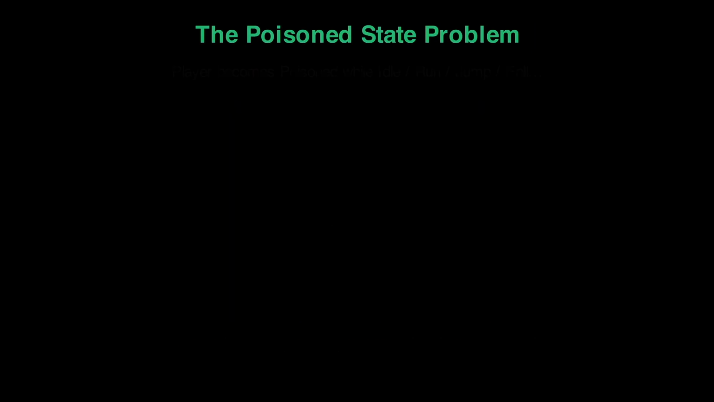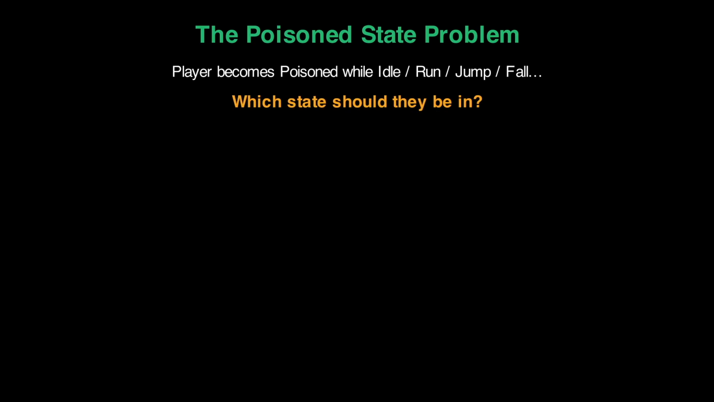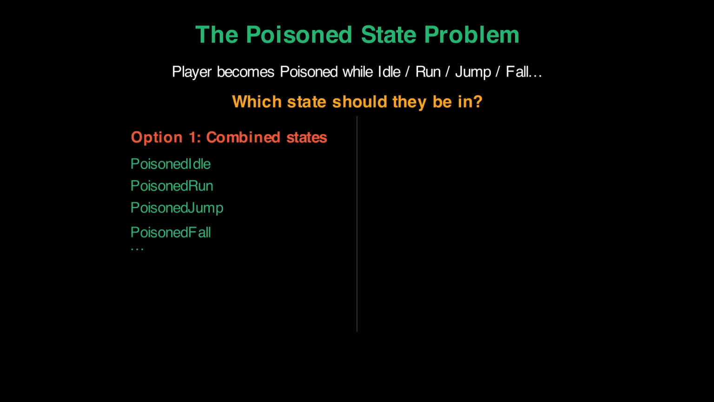Another problem is: what happens when the player is idling, running, jumping, or falling, and becomes poisoned? Which state should they be in? There are two common options. Option 1 is to create states like poison run, poison idle, poison jump, and poison fall. However, every new overlay condition multiplies the number of states. This is known as state explosion.